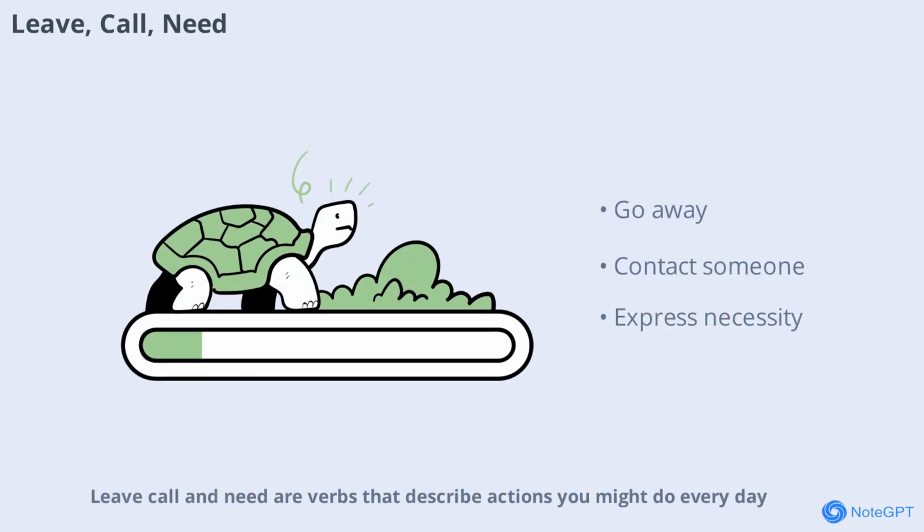Leave, call, and need are verbs that describe actions you might do every day. Leave means to go away, call means to contact someone, and need means something is necessary. For example, leave the room, call your friend, or I need help. These verbs are very useful for daily life.